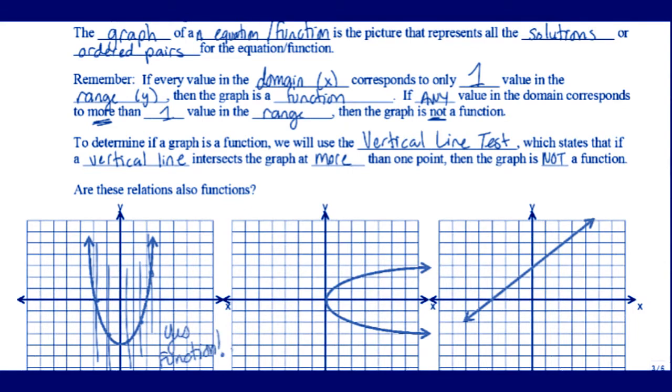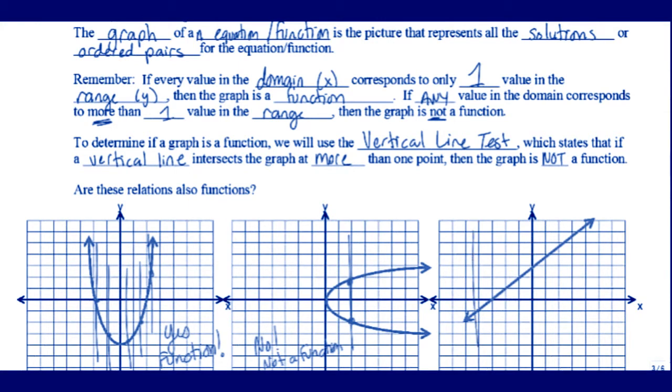Let us look at our second graph. When I take my vertical line, and you may want to just use your pencil and drag it from left to right across your graph, I immediately see a problem: it intersects my blue relation at two different places. Is this relation, or this graph, also a function? The answer is no, it is not a function. It does not pass the vertical line test.